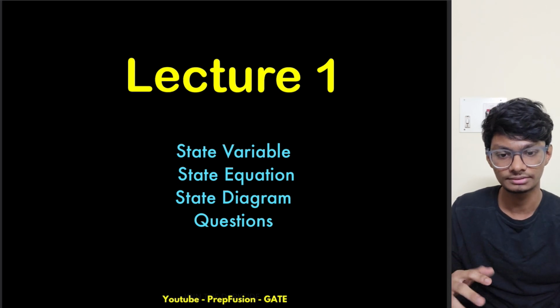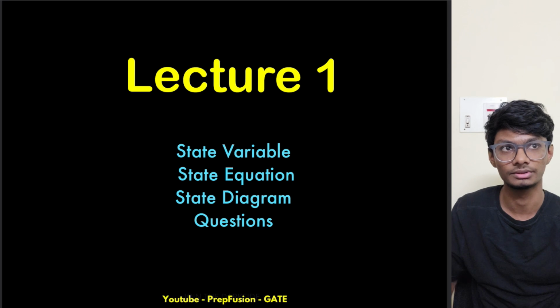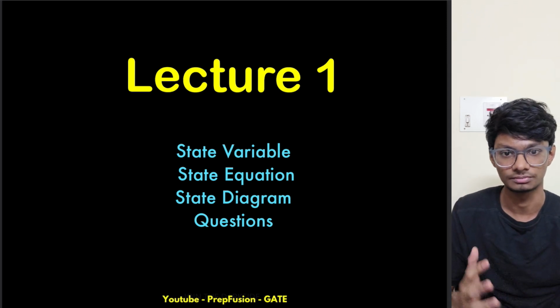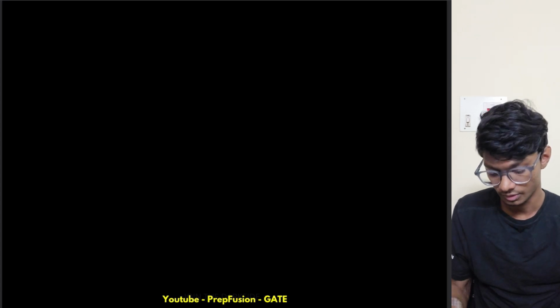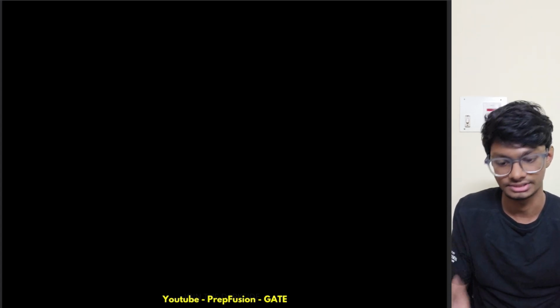What happens is that normally we just remember the formulas and the diagrams, and from there we solve the questions, but that's not the correct way to learn this chapter, right? So first we have to learn about the basic terms. So what are the basic terms?